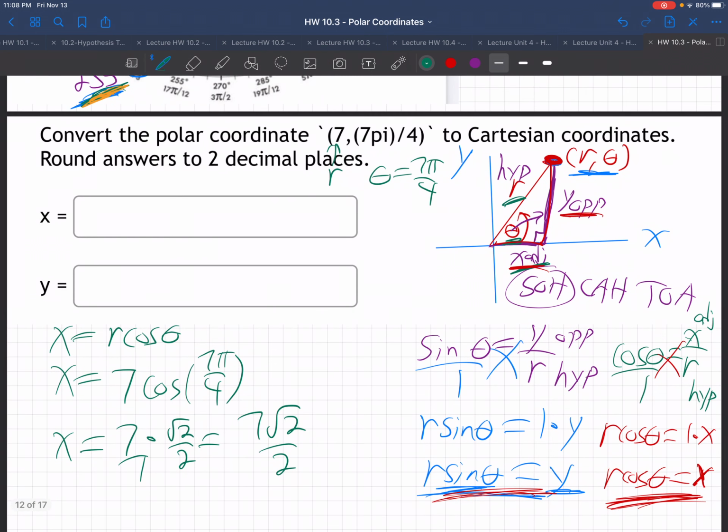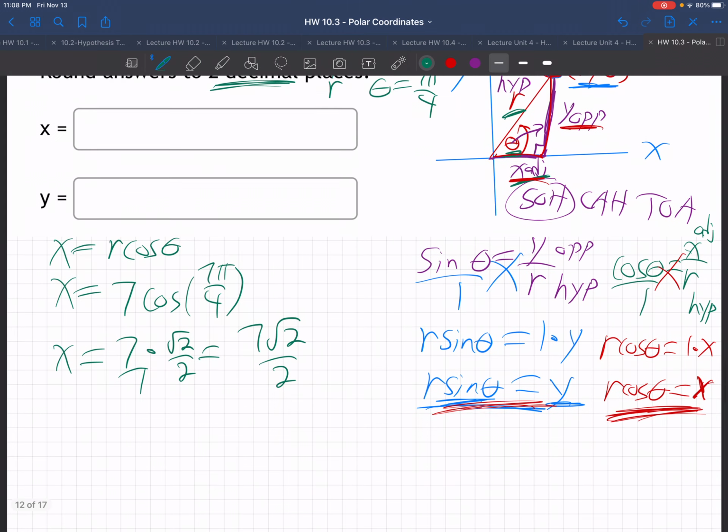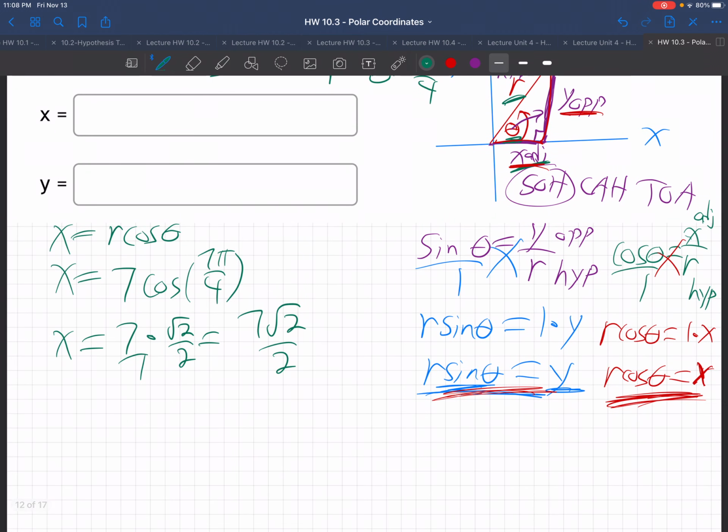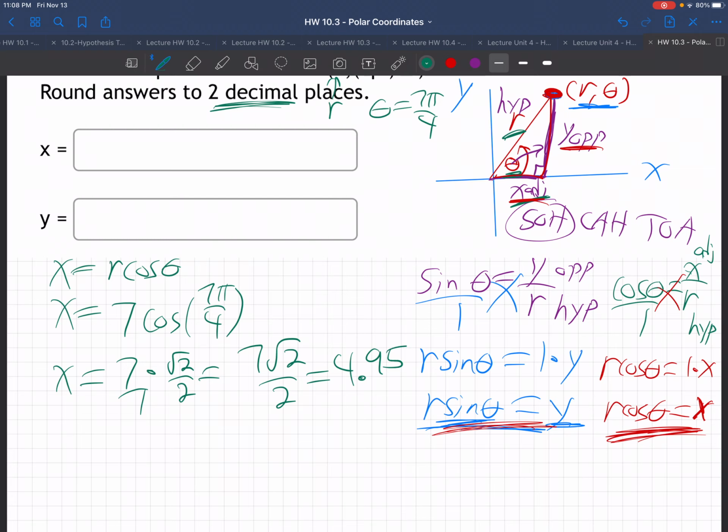Oh, looks like they want decimal. So yeah, you didn't need to do all that stuff. They said decimal. I didn't notice. So just hit the buttons on your calculator. You didn't need to look up the unit circle and all that monkeying around I did. You can find that on your calculator. 7 times square root 2 equals about 4.9. How many decimals? 2 places. 4.949, so 4.95.